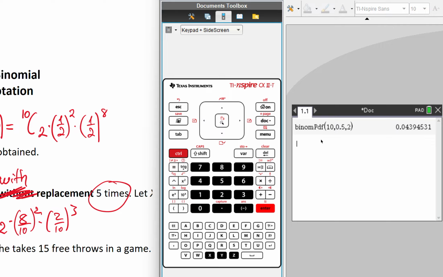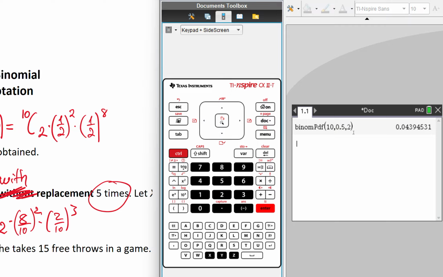That's what that means. You write exactly what you see here, including binomPDF 10, 0.5, 2, if you're doing it on an actual paper, because we need to be able to see what you did, right? And then you just put the probability, and then you round it to 3 significant figures. But everything you see there on the screen has to be written in your exam.